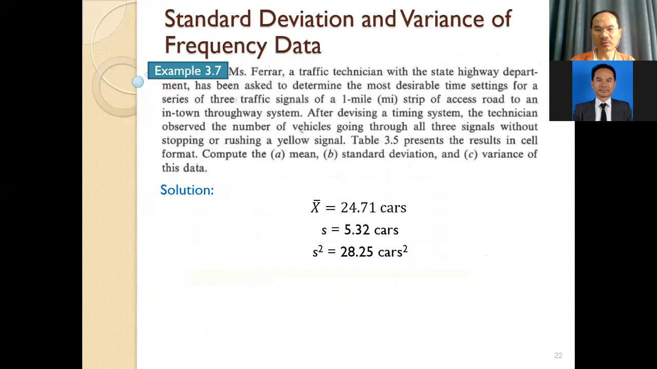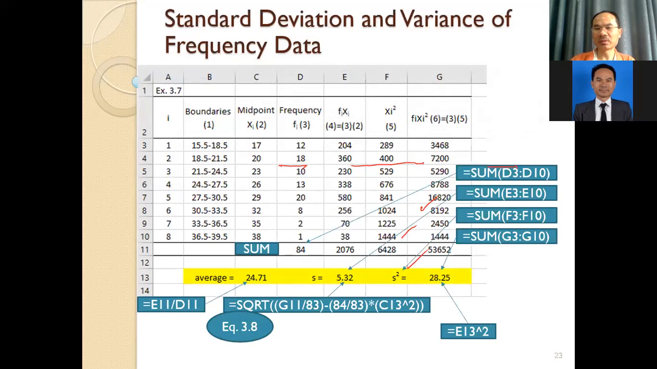In conclusion, you get the x bar, s, and s square, where s square means the variance. You can calculate the mean, the standard deviation, and the variance of this data. For conclusion, we have two types of data: individual data and group of data. In the group of data, you have to determine the frequency, and then you can calculate the average, standard deviation, and variance of the individual data and group of data. I talked about this in this lecture.